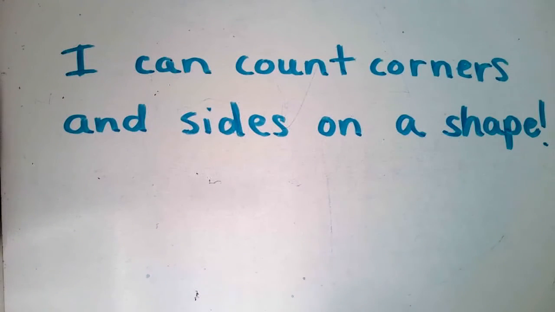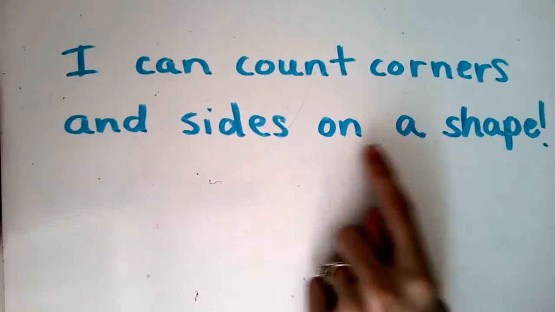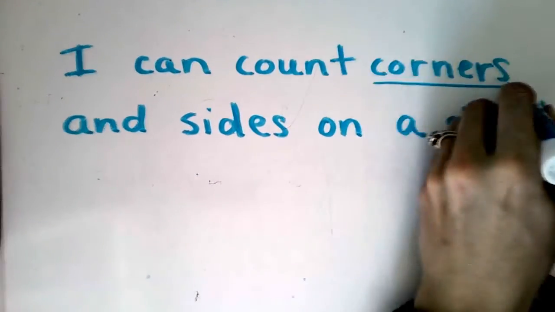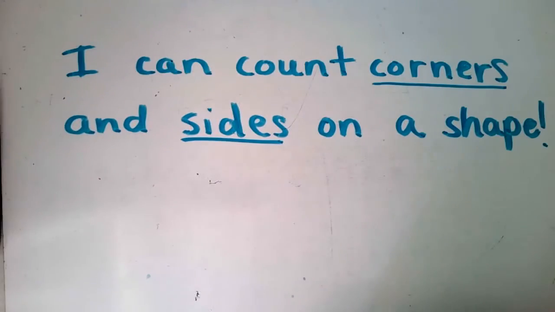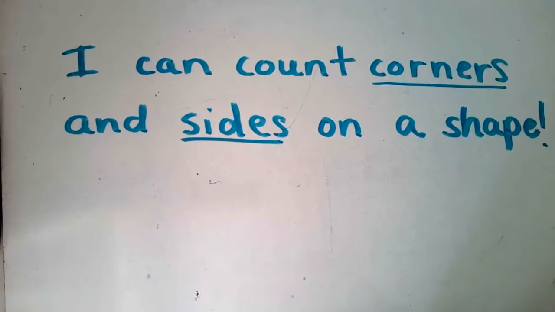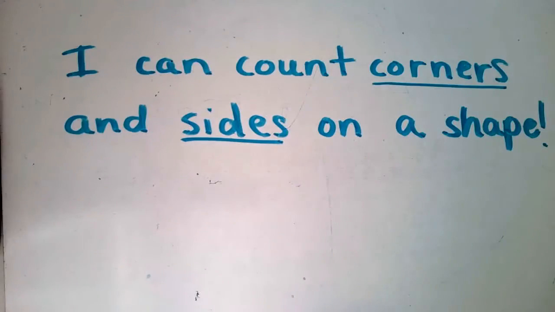Here is our I can statement for today. It is unlike any statement we've had in a while because we've been doing so much work on that adding. Alright, today it says I can count corners and sides on a shape. Okay, important words to know in this are corners and sides. We're going to be talking about both of those words a lot today. So by the end of our lesson, I want each first grader to be able to count corners and sides on a shape. Alright, I have some charts I'm going to show you here, so after I get my board erased, we'll take a peek.